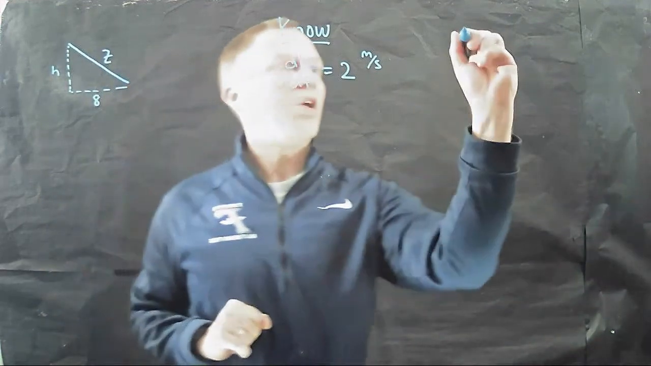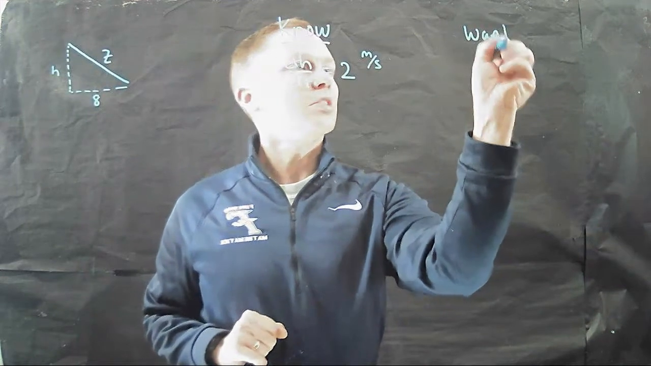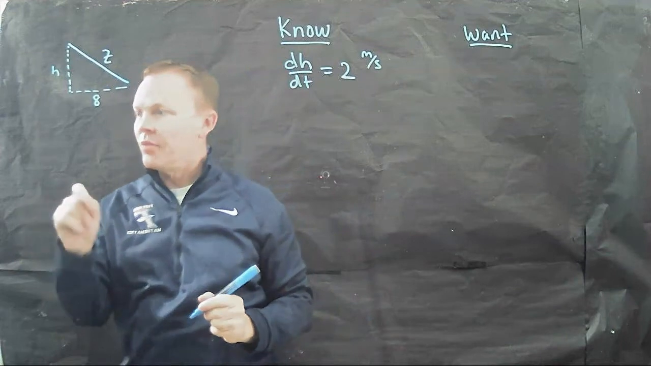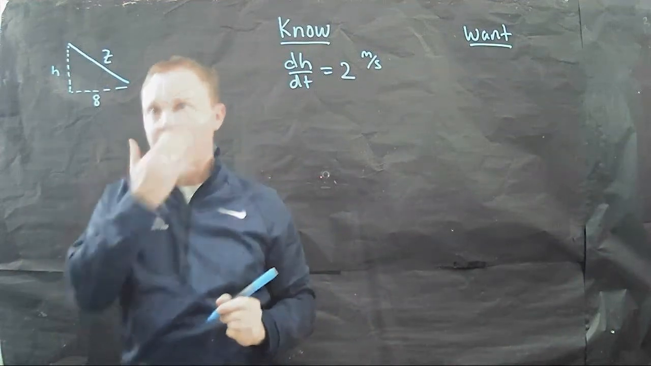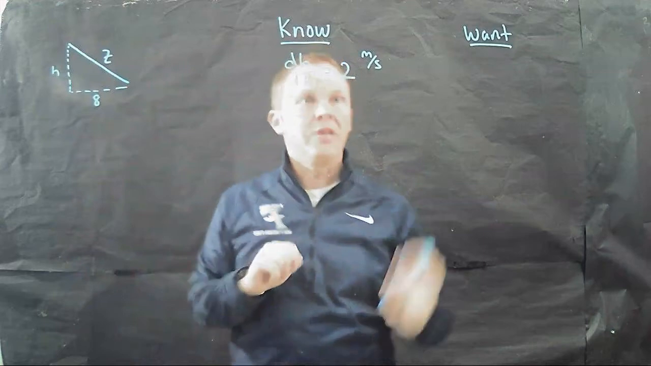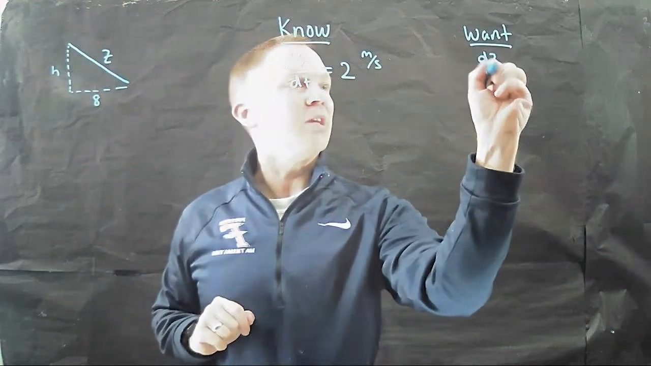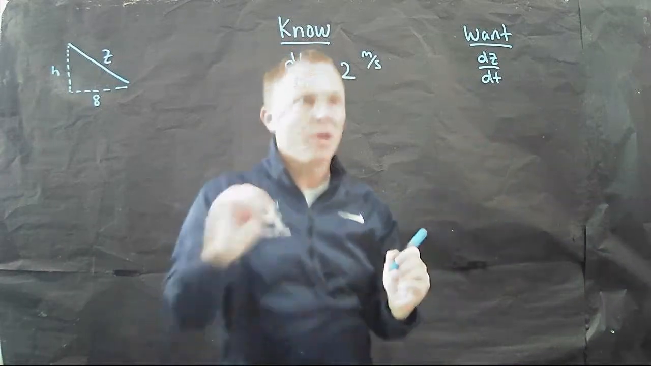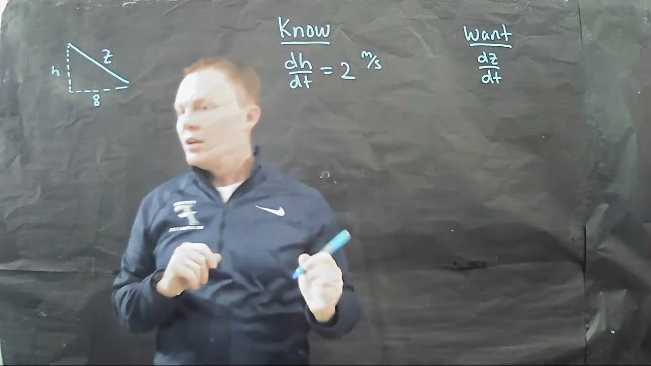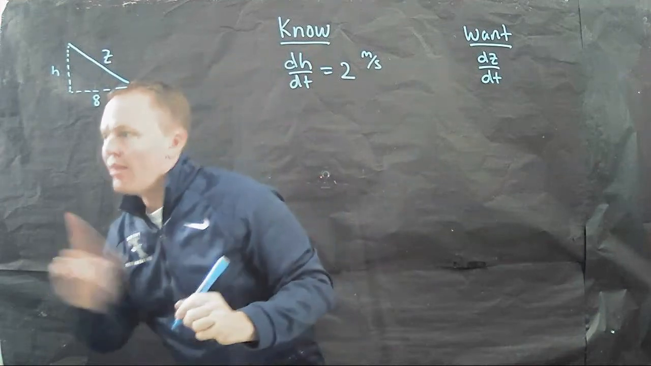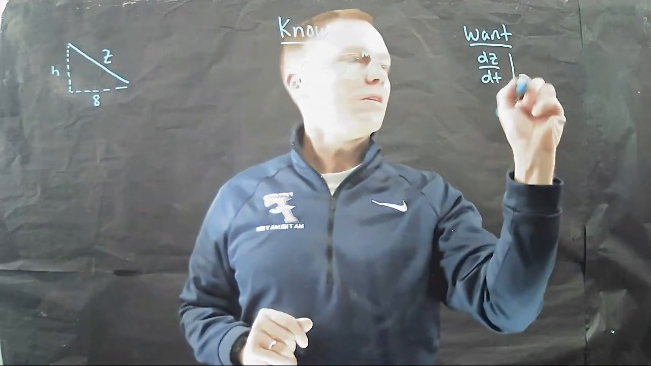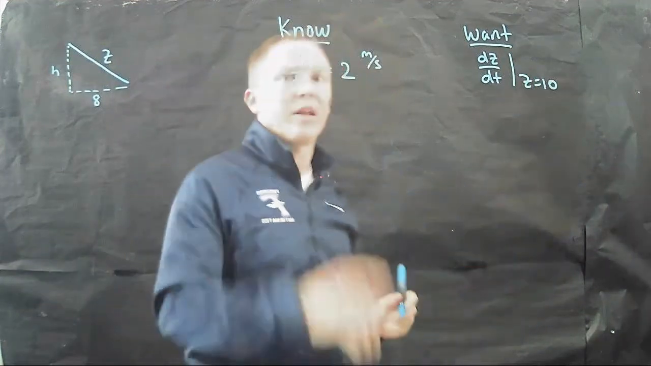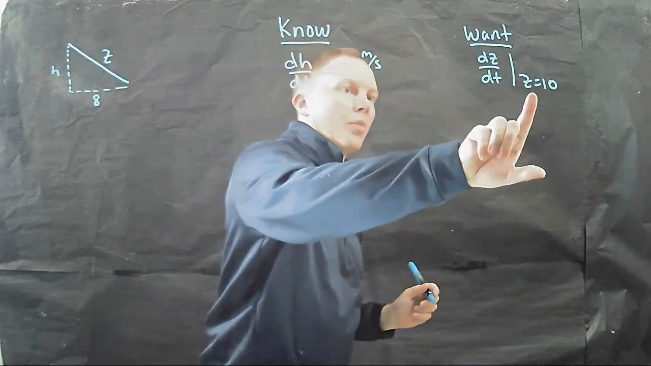Okay, what do I want to know? What's the problem asking me to find? It's asking me to find a specific rate. It's saying find the rate of change in length of the string. Well, z represents the length of the string, so the rate of change of that is going to be dz dt. And when do I want to know that? There's always a when. When do I want dz dt? I want it when the length of the string is 10. So that's how I write that. I know this, I want this, and I want it when z equals 10.